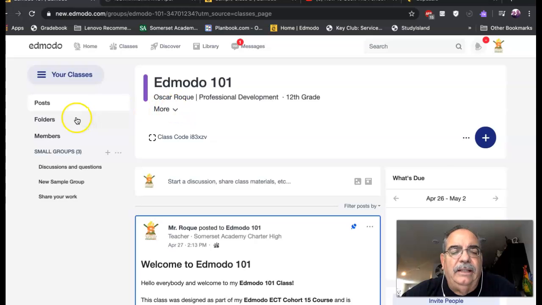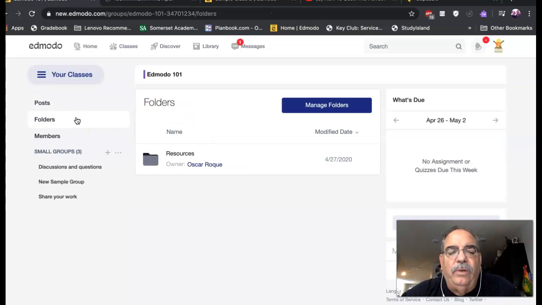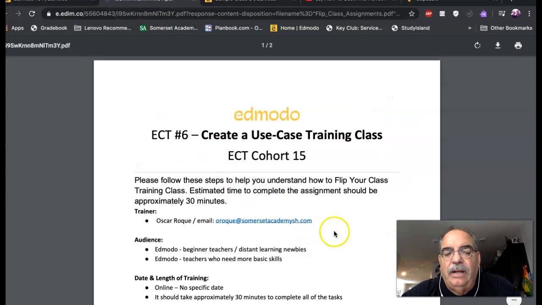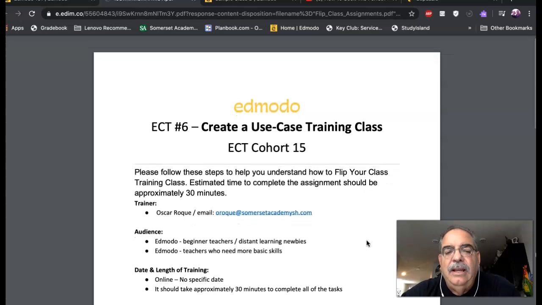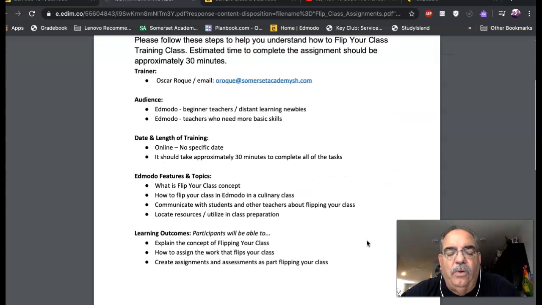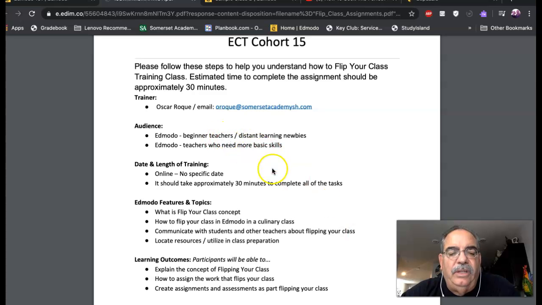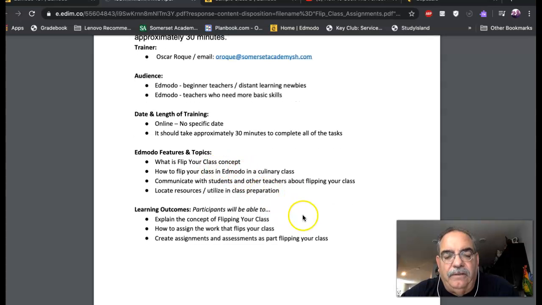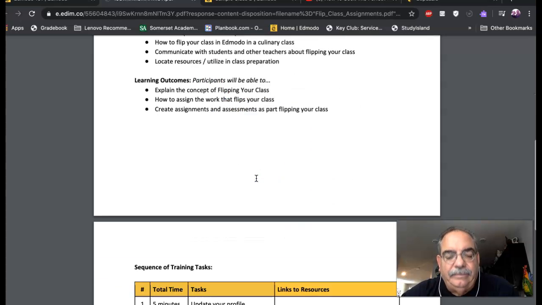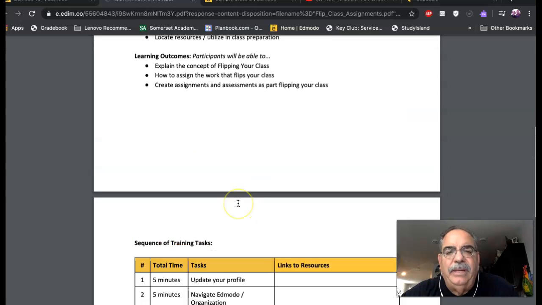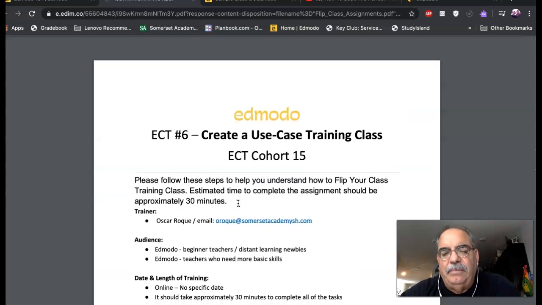Part of that class is I actually started what's called a sample class, which is sample class number B, and I included in my resources class a specific outline that shows you how I created this course. The course basically is encompassed to new teachers. There's no specific date. They have all the time in the world. It helps them to understand how to flip their class, how to utilize it in their class, and it's broken down into about a 30-minute segment. Today's going to be a very simple segment, so you understand just a basic of how this works.